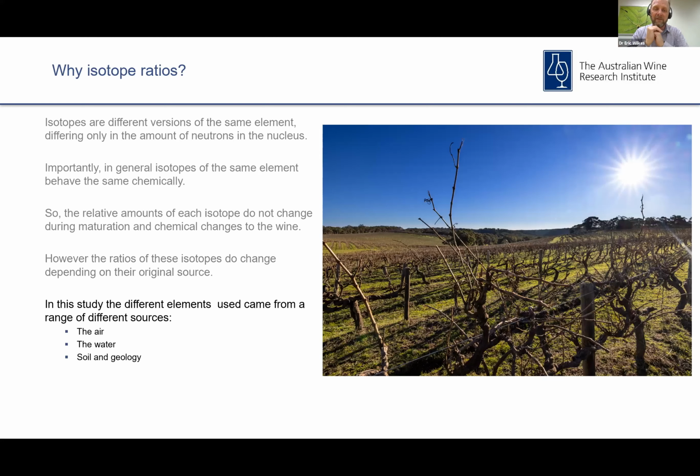And in this study, the different elements used came from a range of different sources. Some of them come from the air, some of them come from the water, some of them come from the soil and geology. And this is really useful because A, it means that no one thing is driving it necessarily, but it also links to that really, really mystical thing we like to talk about in wine called terroir. In other words, we're pulling in all the aspects of what makes each wine unique. We're not just relying on one part of the chemistry or one idea within there.